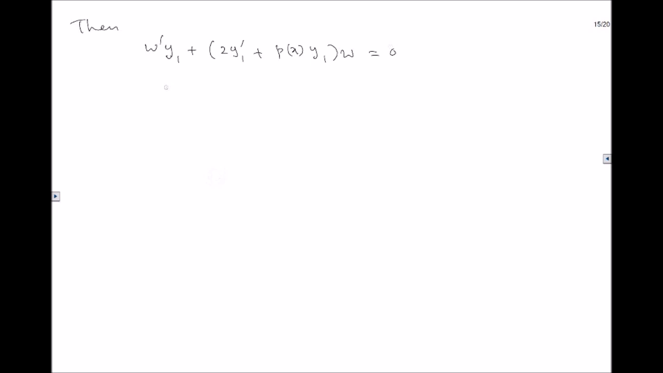So if you divide by y1, we can write this one as w prime plus 2 y1 prime over y1 plus px times w equals 0, and you can see that this is a first order linear differential equation. That means we can use the integrating factor method to solve it. So let's do that.